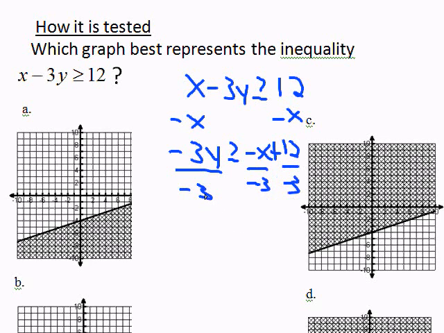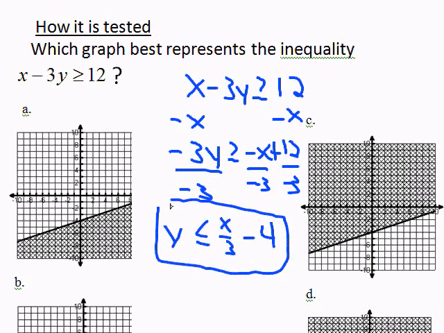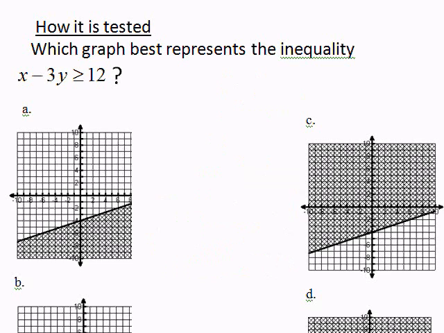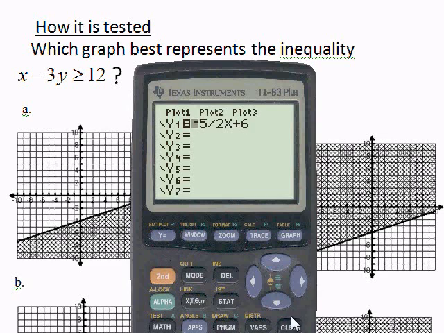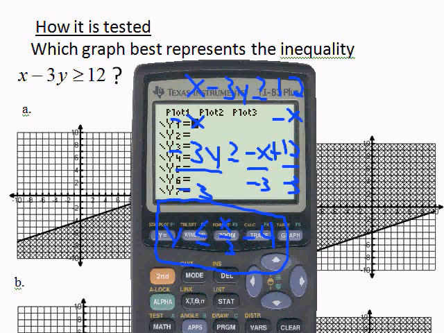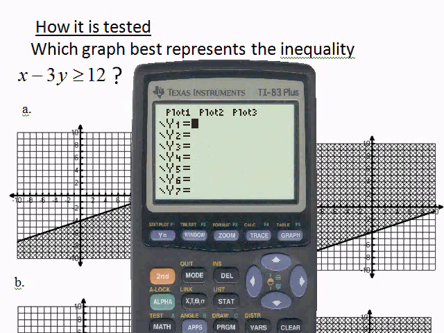And there was this rule you need to know about inequalities. It says if you divide both sides by a negative, you have to flip the direction of the symbol, giving us x over 3 minus 4. So this is the equation we're going to put into our calculator. Y is less than or equal to x over 3 minus 4. So we grab our graphing calculator, turn it on, go to our y equals, clear it out, and we get x over 3 minus 4. So we go x divided by 3 minus 4.